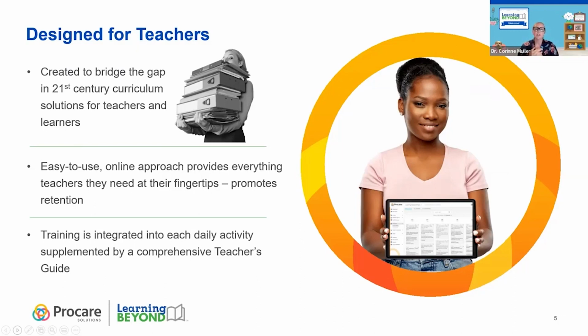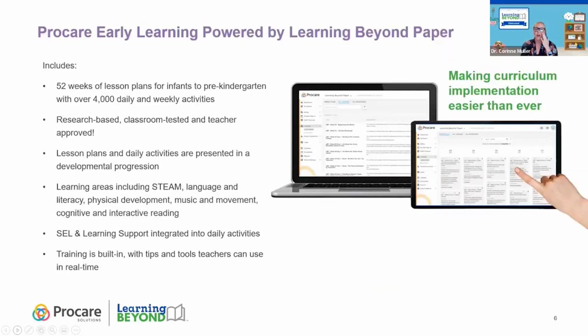And then we will share in the resources section where our comprehensive teacher's guide is, and then of course our training and our videos that we have as well embedded into the product. So just to review exactly what you have subscribed to, what you're getting access to. You're getting access to 52 weeks of lesson plans, starting at infant, going all the way up to pre-kindergarten. So that's 5 age groups.